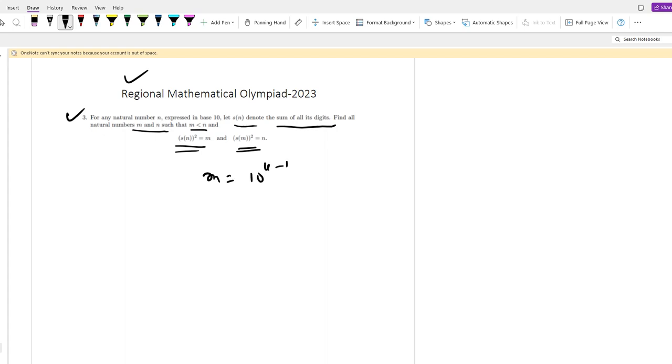m = 10 to the power k minus 1 a(k-1) + 10 to the power k minus 2 a(k-2) + ... + 10 a1 + a0. So let it be a k-digit number. So then we have 10 to the power k minus 1 less than or equal to m less than n.